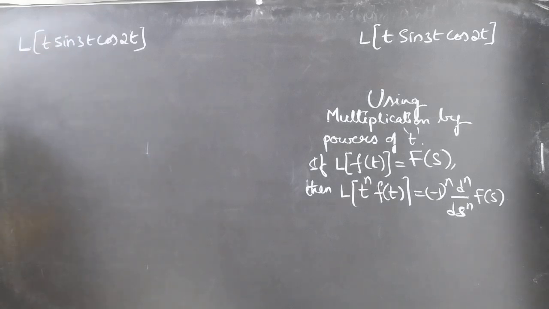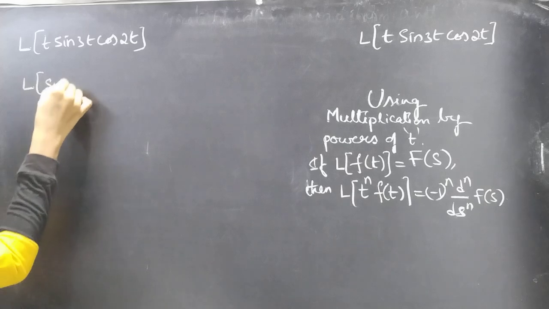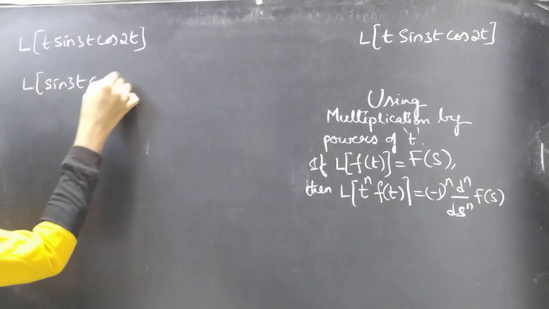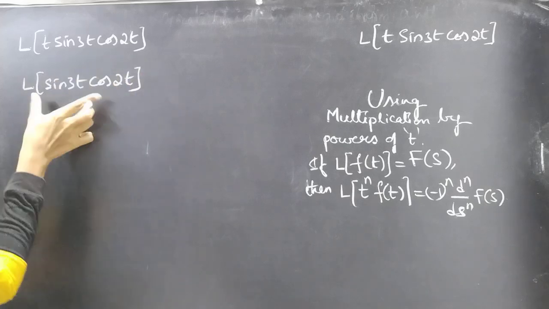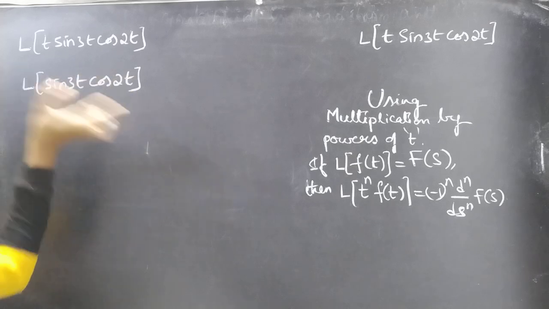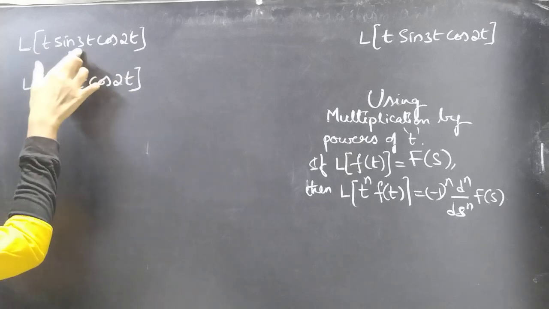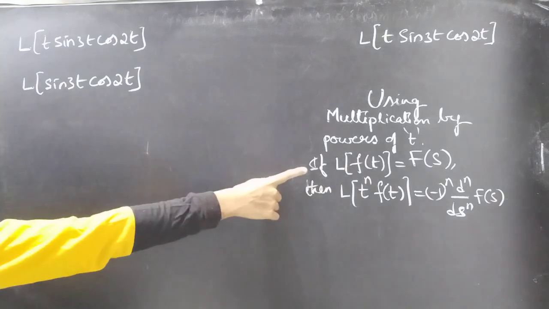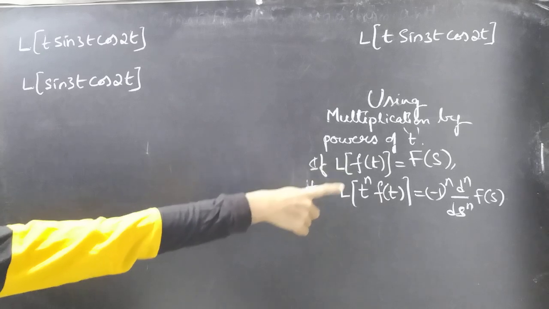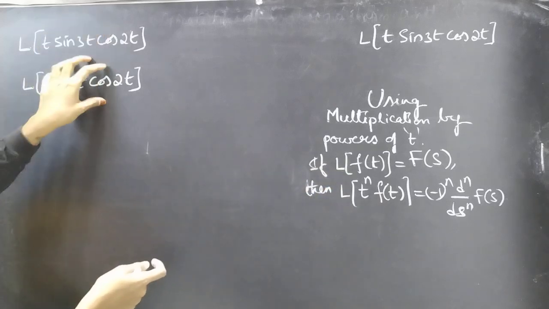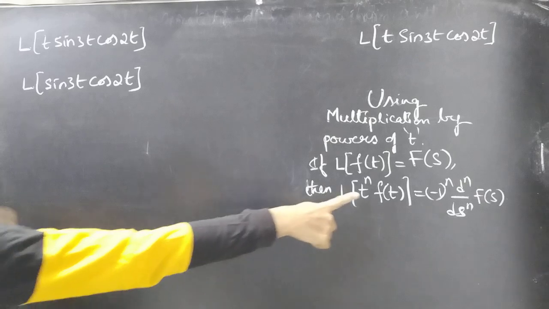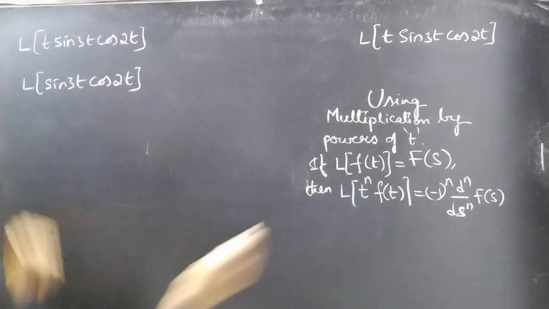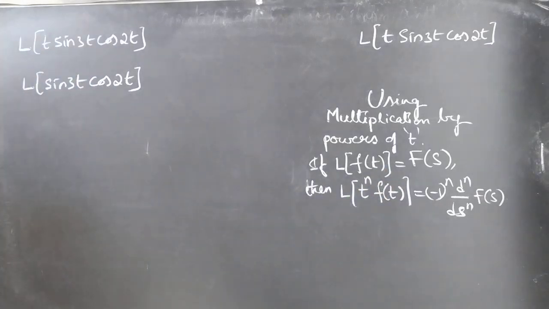We have to begin with L of sin 3t into cos 2t. First we will find L of sin 3t cos 2t, and then we'll go for L of t sin 3t cos 2t by using multiplication by powers of t. Multiplication by powers of t says that if L of f of t equals F of s, then L of t power n into f of t will be minus 1 power n into d power n by ds power n into F of s. Right?